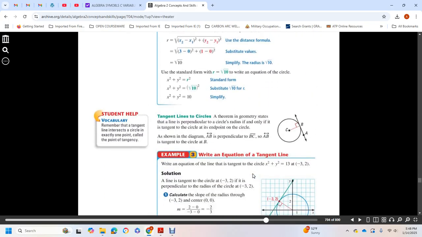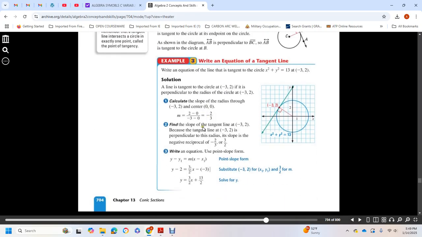Tangent lines on a circle. A theorem of geometry states that a line is tangent to a circle if and only if it is perpendicular to the radius at the endpoint on the circle. In the diagram shown, line AB is perpendicular to line segment BC, so line AB is tangent to the circle at B.